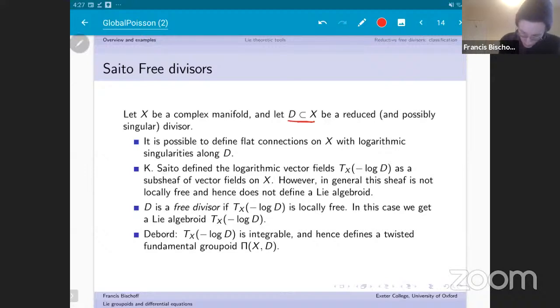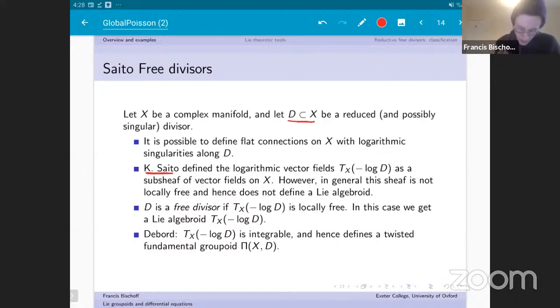And in a work of Saito, he defined similarly the logarithmic tangent bundle or logarithmic vector fields, T_X minus log D. But the important thing is that it's defined here as a subsheaf of vector fields on X, and in general, it's not locally free. So we don't get a Lie algebroid for a general singular divisor.